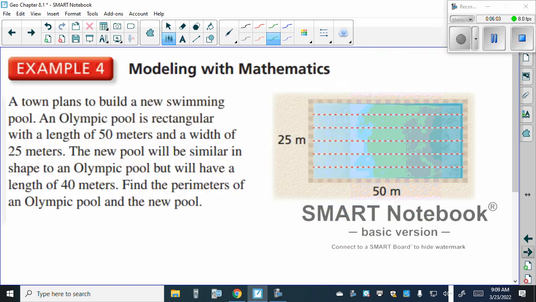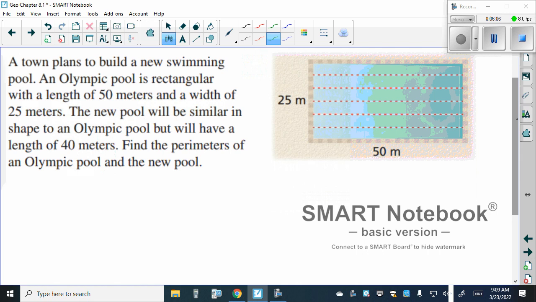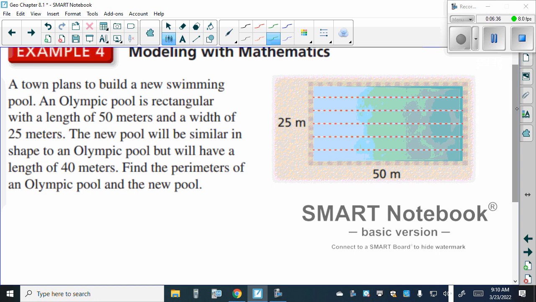Because if we're given this problem here, we're told that they want to build a new swimming pool. An Olympic swimming pool is a rectangle with a length of 50 meters and a width of 25 meters. The new pool will be similar in shape to the Olympic pool, but will have a length of 40. Find the perimeter. Well, we're given this one here, yes?